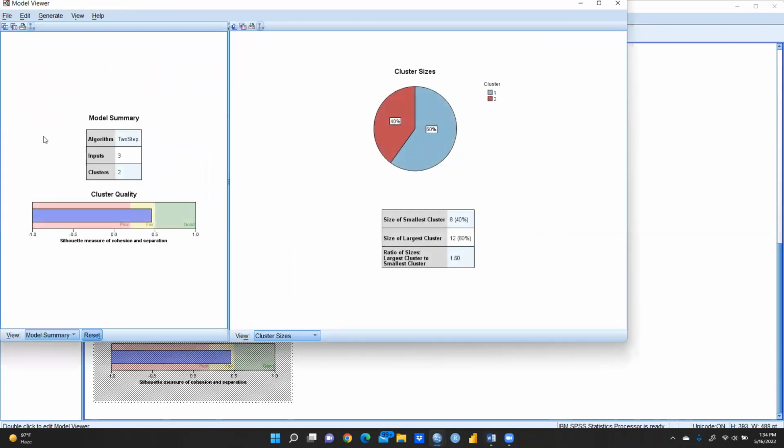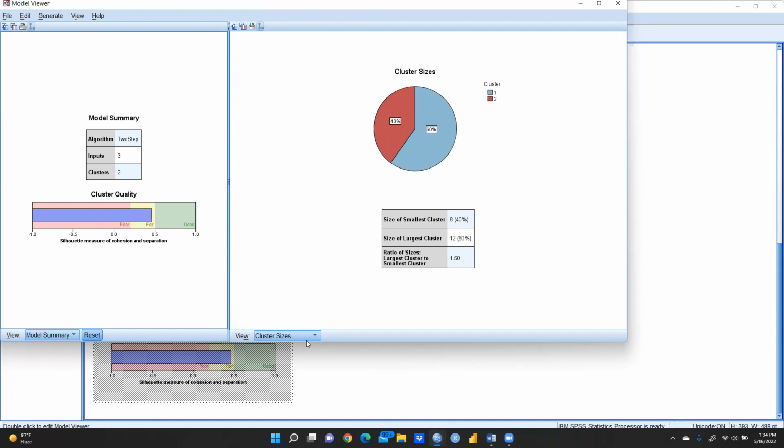So the moment I click here, you can see the cluster size is 40% and 60%. 40% means female, because that is two, and gender-wise, 60% are male. So the ratio of sizes is 1.50. A ratio of sizes up to 3 is acceptable; 1 is very good, and up to 3 is acceptable.